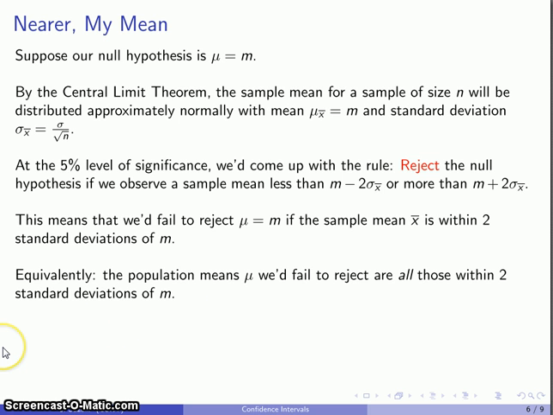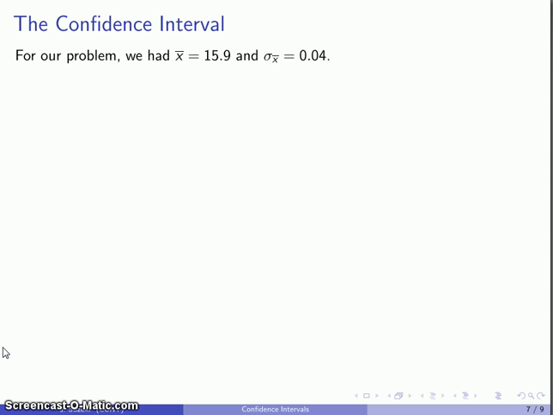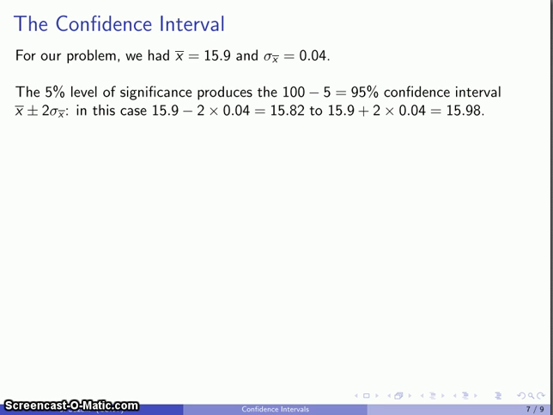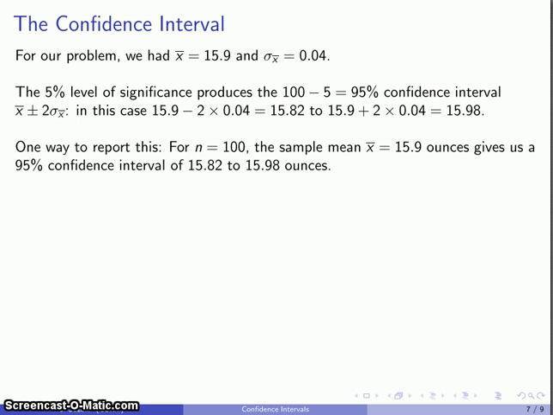That means that the population means we'd fail to reject are all of those that are within 2 standard deviations of our sample mean. For example, our sample mean was 15.9 ounces, and we computed the standard deviation of the sample mean at 0.04 ounces. At a 5% level of significance, we got a 95% confidence interval that was the mean plus or minus 2 standard deviations, and that gave us a range from 15.82 ounces up to 15.98 ounces. And so we can say that for our sample size n equals 100, the sample mean of 15.9 ounces gives us a 95% confidence interval in the range 15.82 to 15.98 ounces.